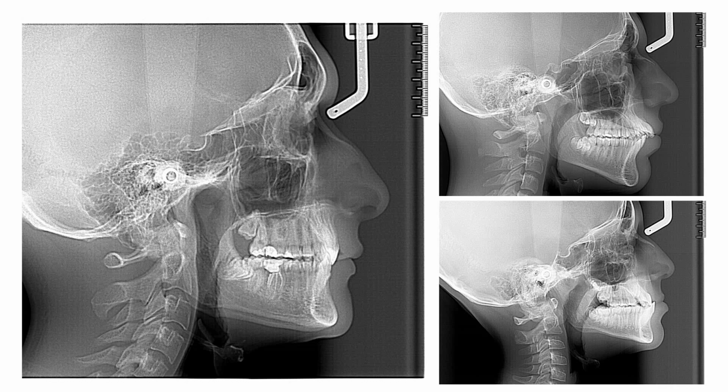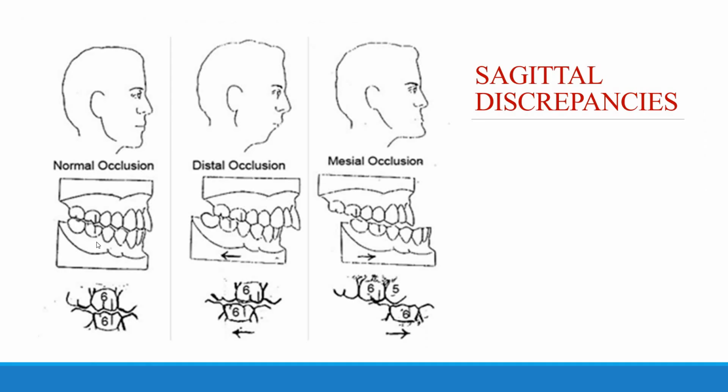The sagittal discrepancy essentially includes class 1, class 2 and class 3 malocclusions. However, defining any one of these malocclusions is difficult because this arbitrary categorization consists of various abnormalities. In their original interpretation and understanding, these abnormalities represent the anterior-posterior relationship between the maxillary and the mandibular first permanent molars, as described by Edward Angle.